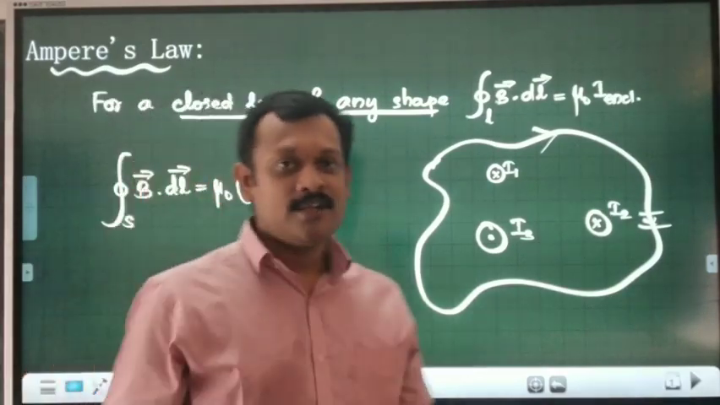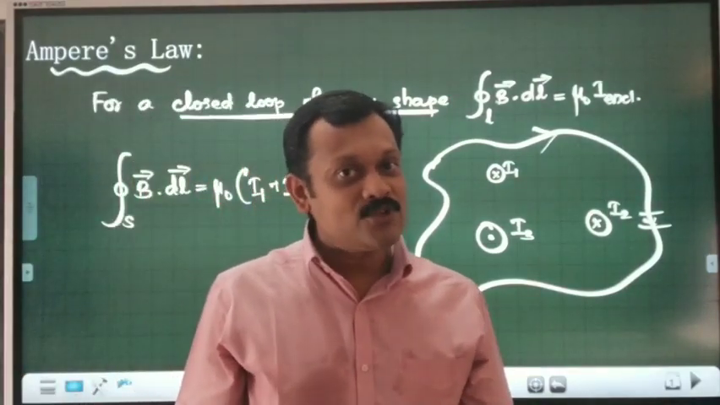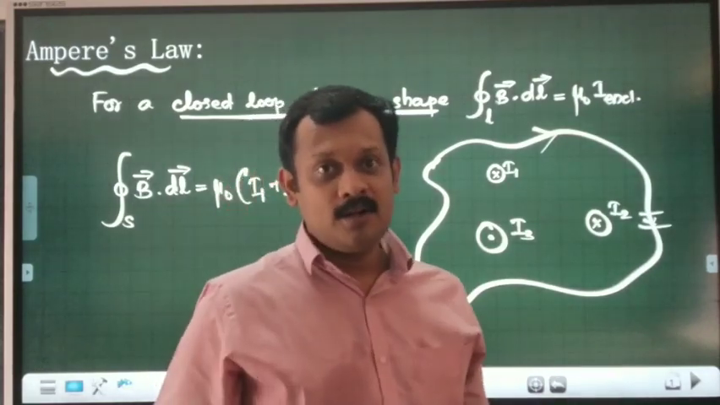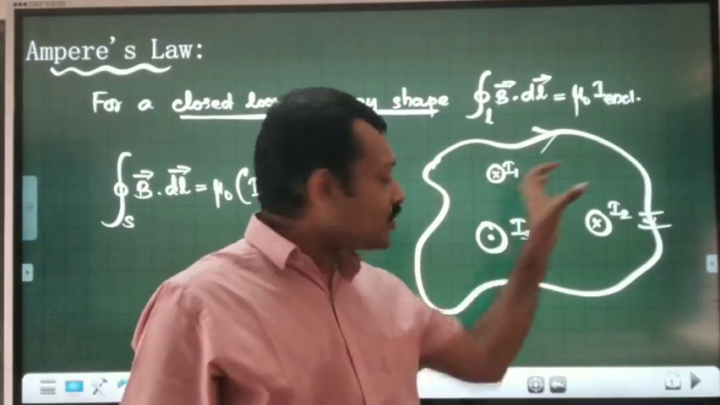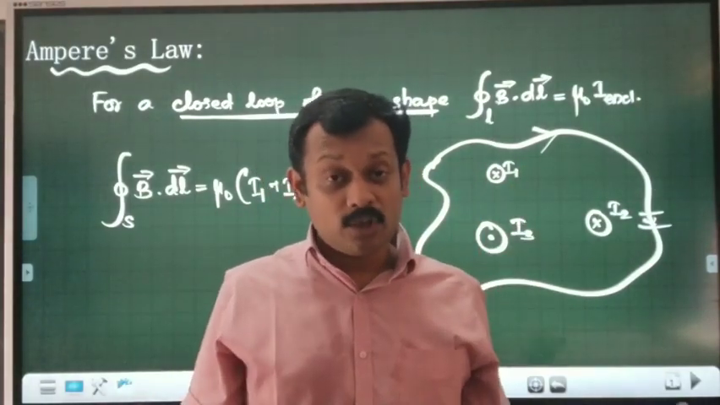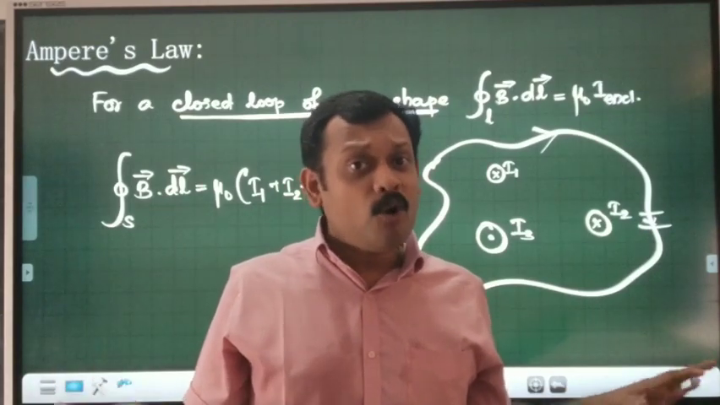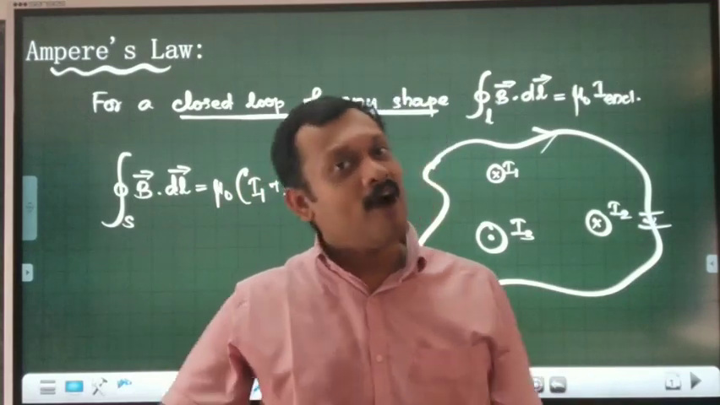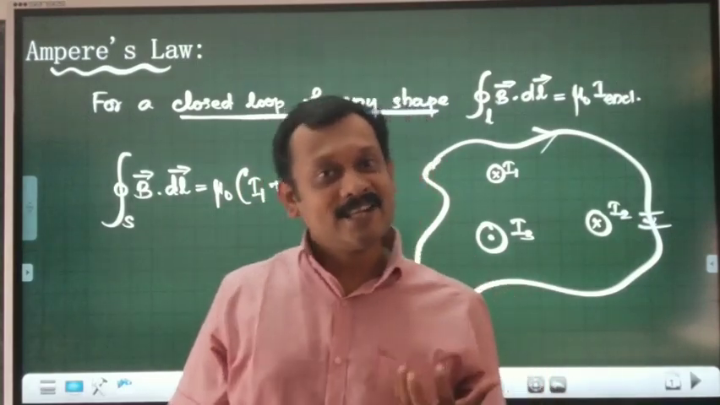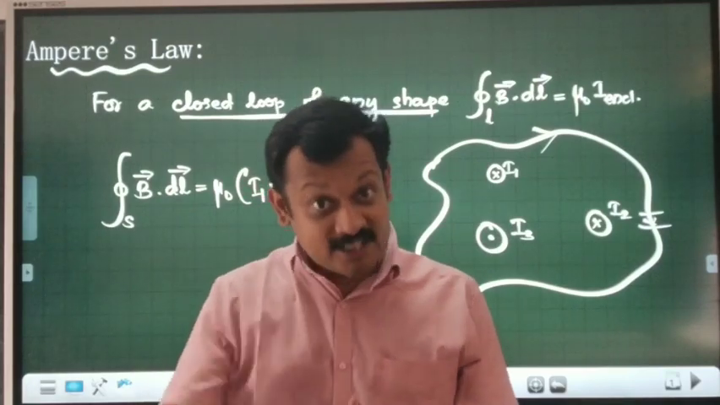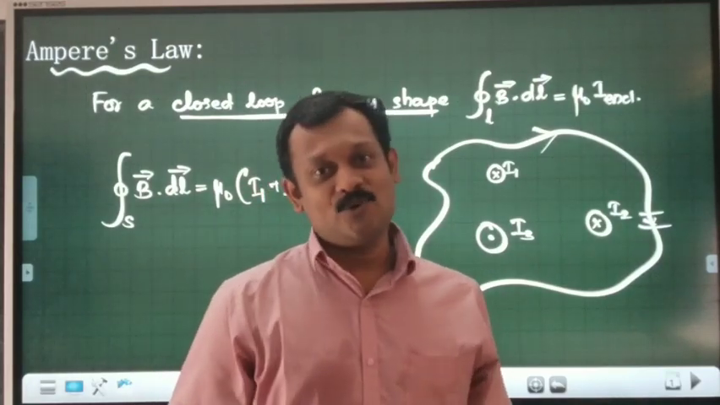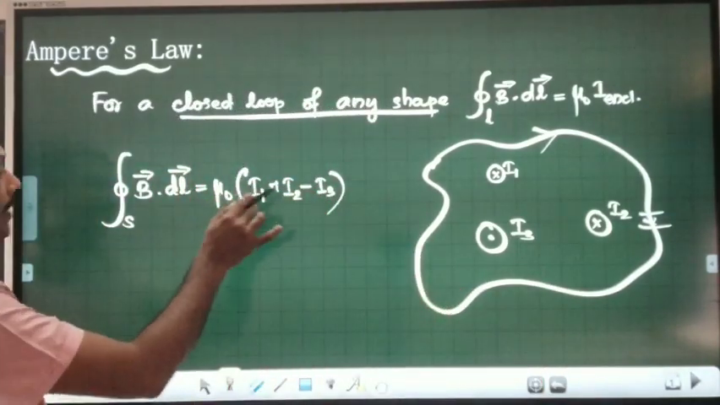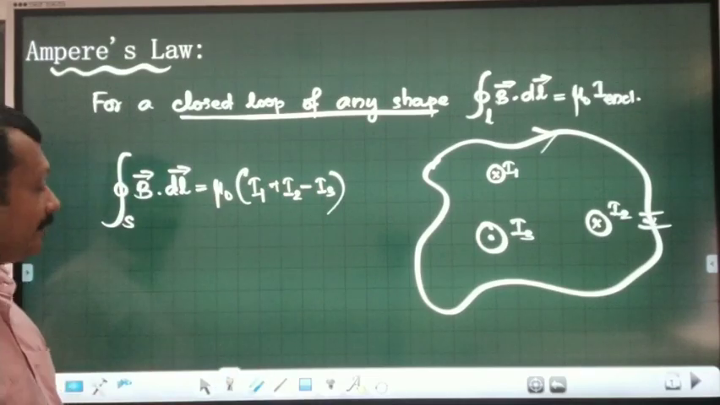Now you can see that the currents I1, I2 and I3 are enclosed by the Amperian loop. Does it matter where these currents are located? No, it is important only that the currents are enclosed by our Amperian loop, irrespective of where they are. So for this question, the answer is mu 0 times I1 plus I2 minus I3.